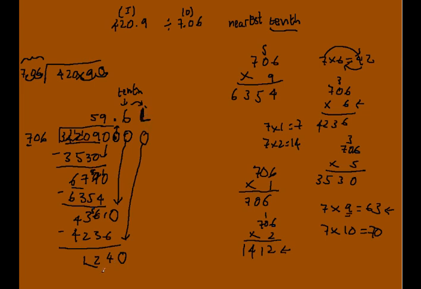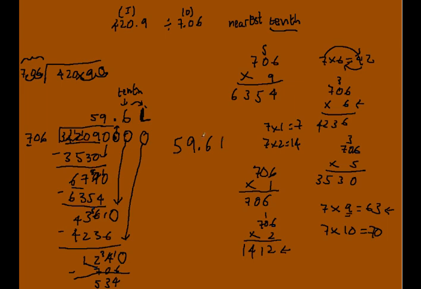So that's why we put a 1 here. So 1 times 706 is 706. We're going to subtract. Borrow 1, 10 take away 6 is 4. This one became a 3. 3 take away 0 is 3. 12 take away 7 is 5. So your answer here on top is 59.61.